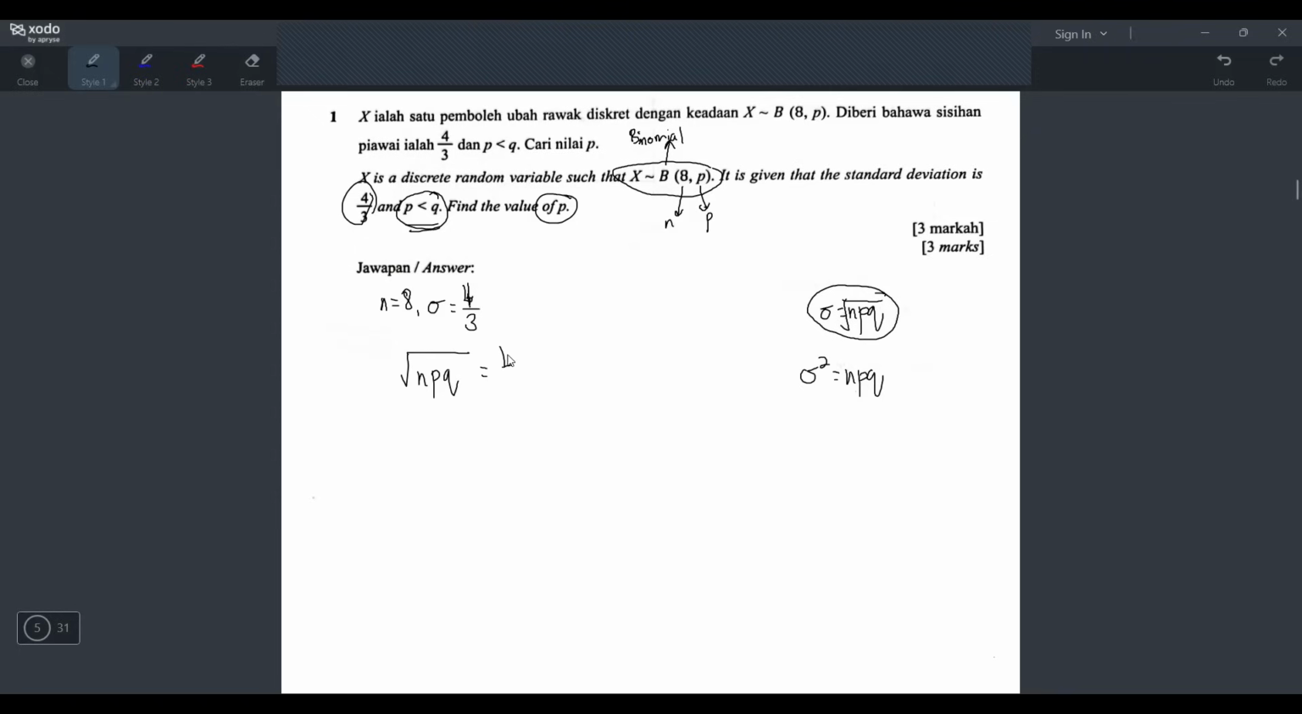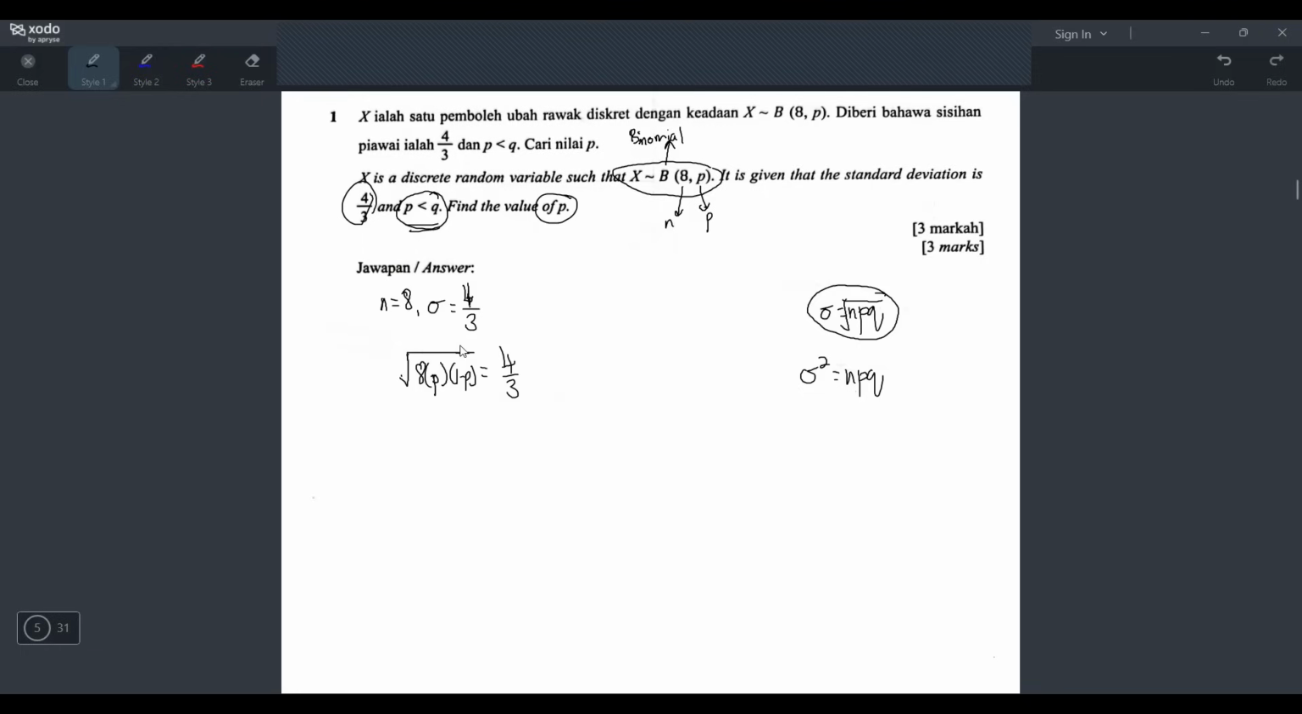Square root of npq equals 4/3. The n we already know is 8, so I'm just going to substitute n with 8. p and q are both probabilities. p is the probability of success, q is the probability of failure. But we can make this in terms of p because we all know that q equals 1 minus p. Do you agree? Because total probability is always 1.